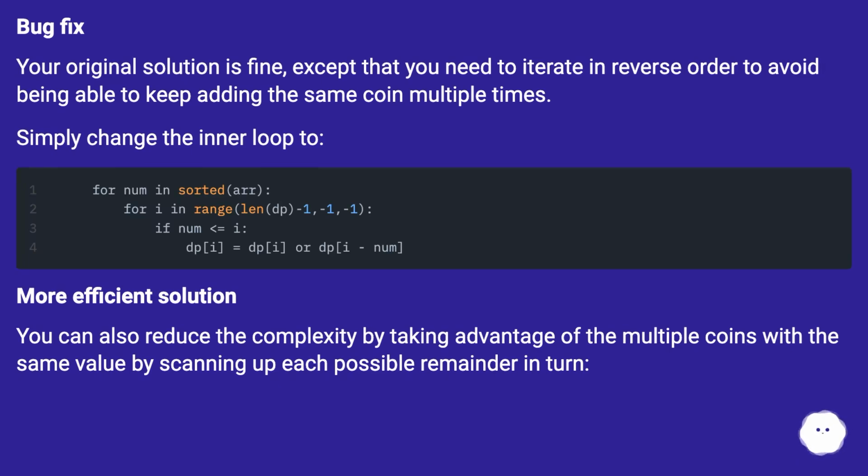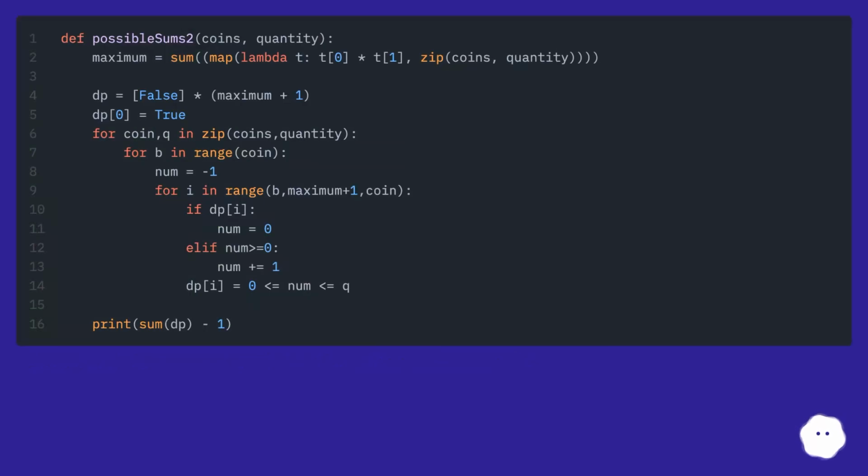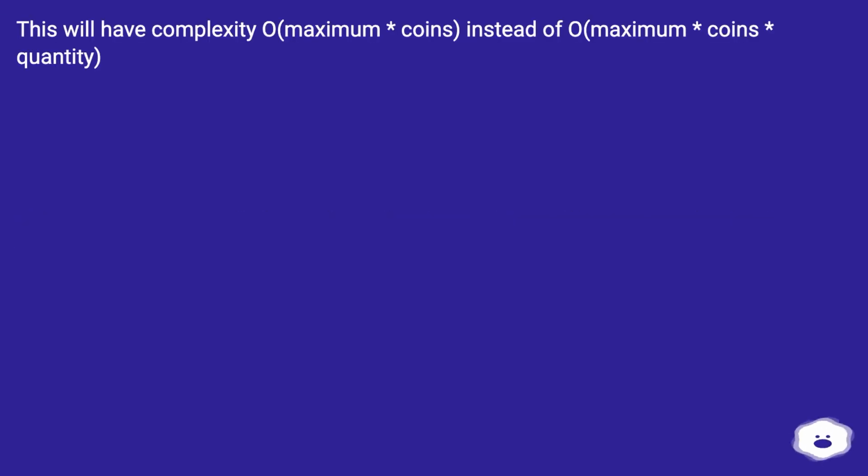A more efficient solution. You can also reduce the complexity by taking advantage of the multiple coins with the same value by scanning up each possible remainder in turn. This will have complexity O(maximum * coins) instead of O(maximum * coins * quantity).